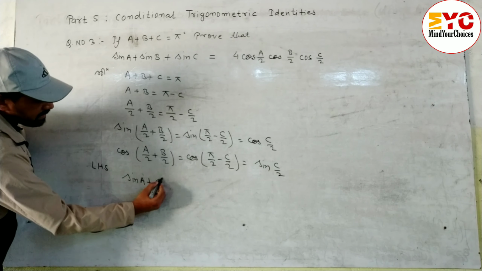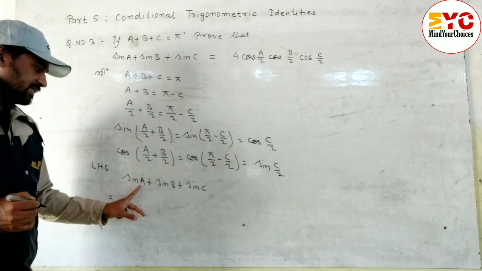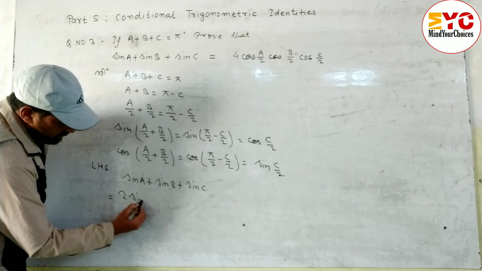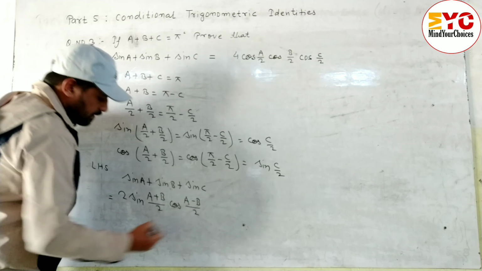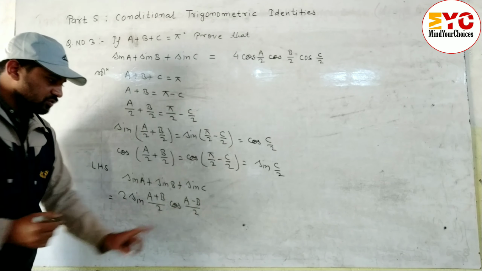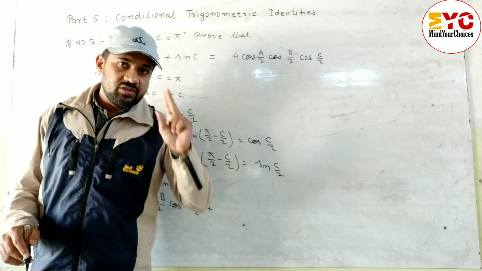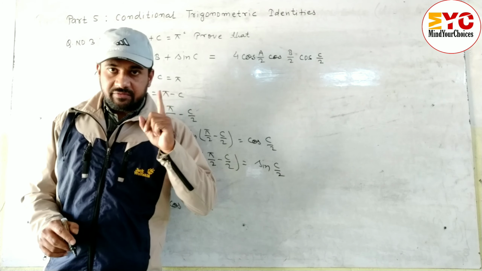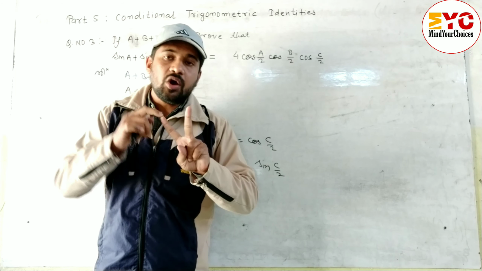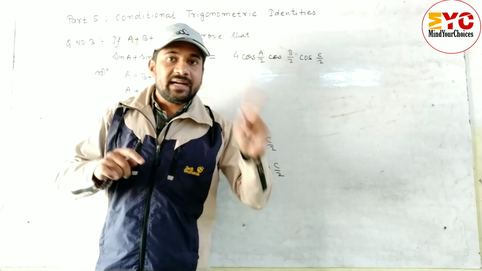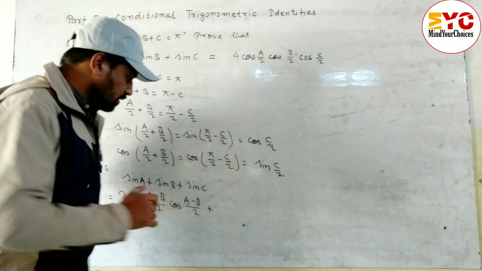The LHS is sin A + sin B + sin C. Now we can use the formula of sin C + sin D, and the formula is 2 sin((C+D)/2) cos((C−D)/2). That means 2 sin((A+B)/2) cos((A−B)/2) plus, now look at sin C, we have to use only one formula of sin C: 2 sin(C/2) cos(C/2). For the cos formula we could use 2cos²(C/2) − 1 or 1 − 2sin²(C/2), but for sin C we have to use only this one. So write down first sin C as 2 sin(C/2) cos(C/2).